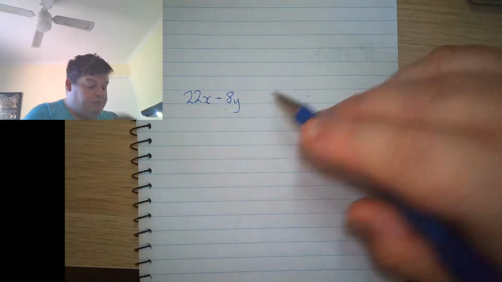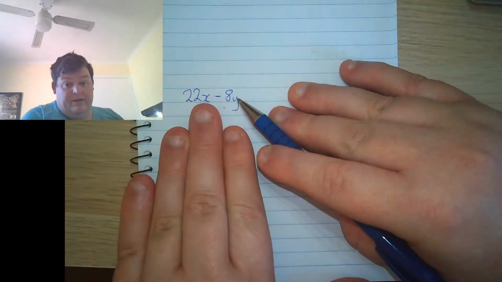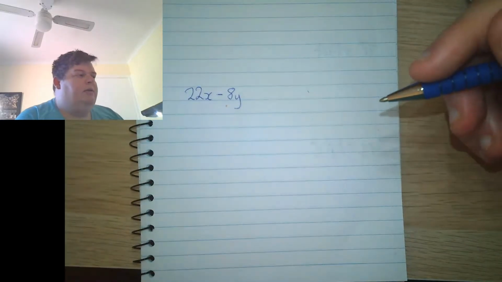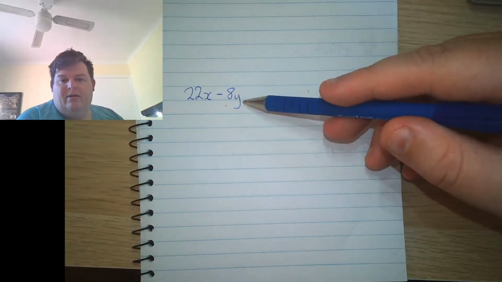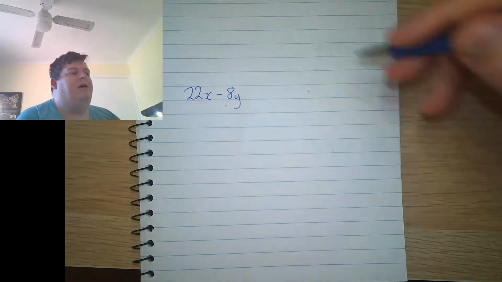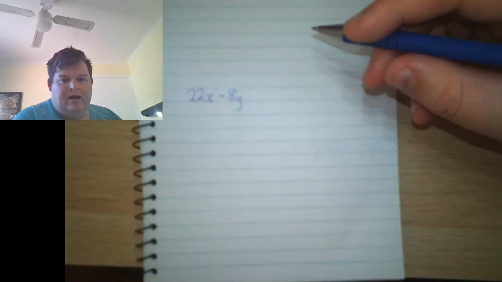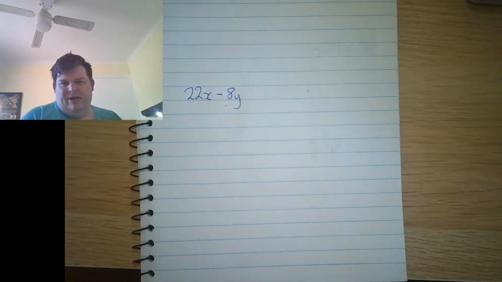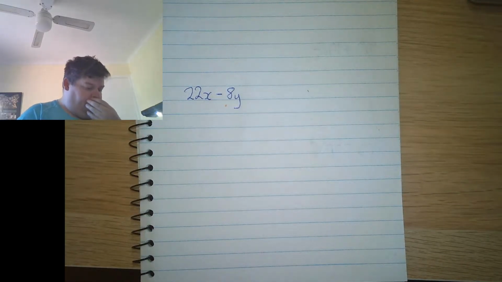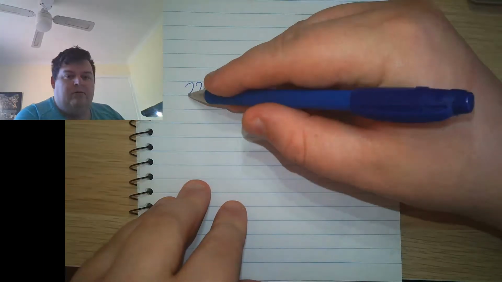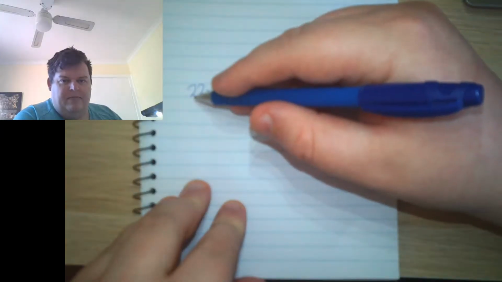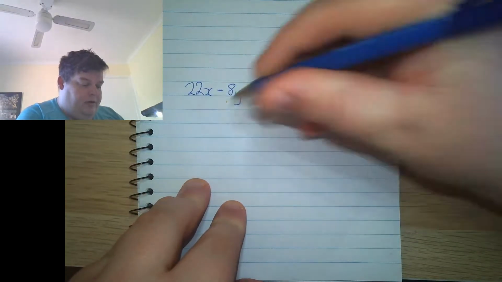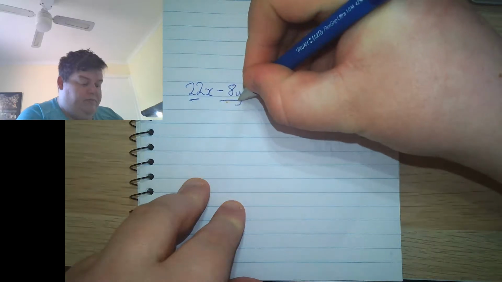So the idea being, if you have an expression like this, I have 22x minus 8y, that perhaps there is a simpler way of writing this. And when I say simpler, I mean using smaller numbers. So yeah, let's break it down, and then I'll explain what this sort of means. So what I want to do is I want to look for the highest common factor of these two values, right?